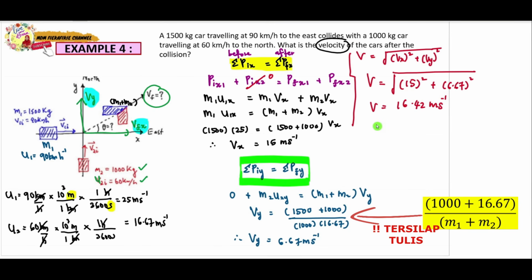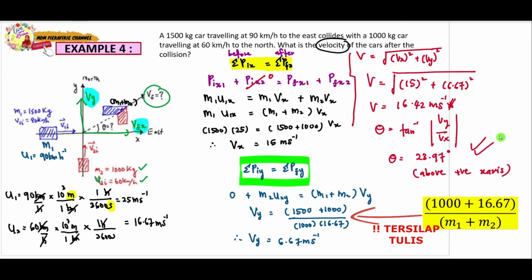And what is the direction? Cari velocity, make sure you calculate the angle. So the direction is equal to Vy over Vx. Okay, and theta is equal to 23.97 degree. And this is above positive x-axis. Okay. So, kita dah jawab. Okay. So, finish all the examples for this video.